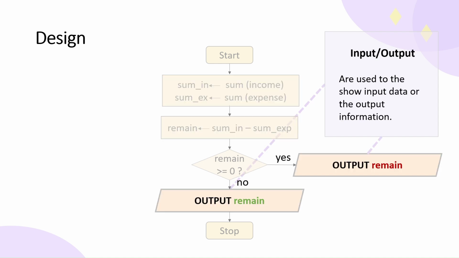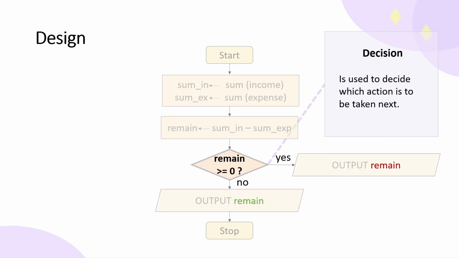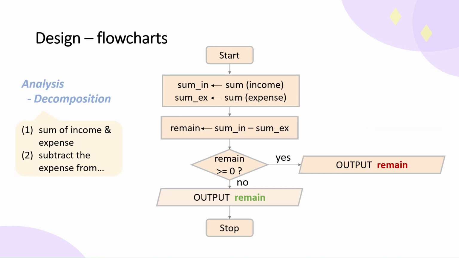Next, these 2s are called input-output symbols. And they are used to show input data or the output information. And at last, this is called the decision symbol, and it is used to decide which action is to be taken next. So, this is a flow chart.